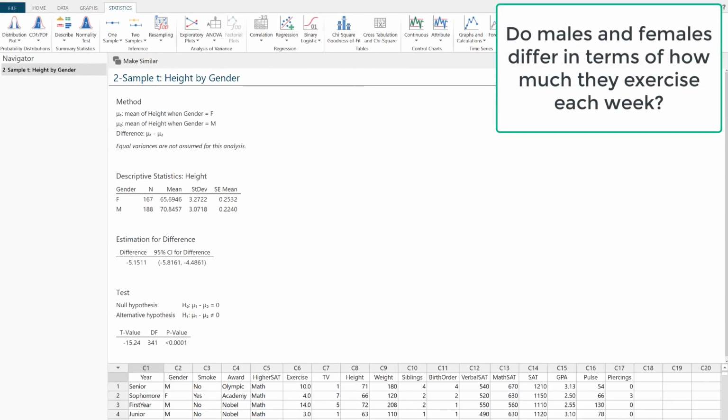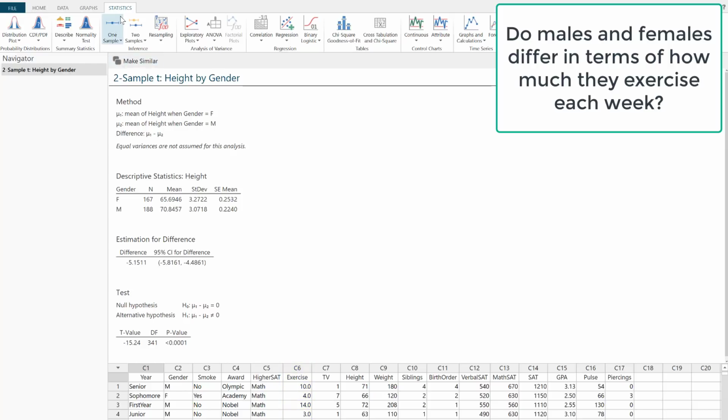Let's do one more example, this time using raw data. I'm going to use a data set that comes with the Lock 5 textbook. You can find this on their website. It's called Student Survey, and you'll want the MTW file. Our research question is, do males and females differ in terms of how much they exercise each week? The variable labeled exercise gives us the number of hours per week the individual reported that they exercise.